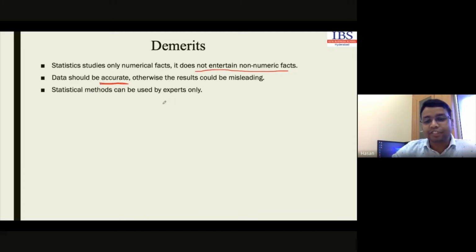Statistical methods can be used by experts only. There are numerous statistical methods, and persons who don't have any idea regarding those methods cannot use them.